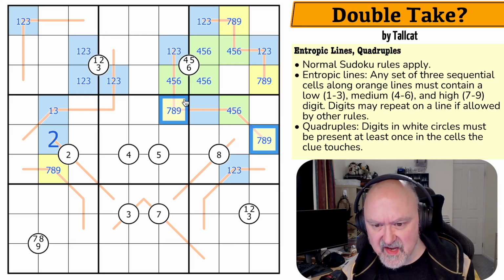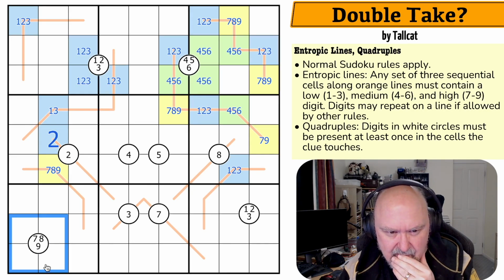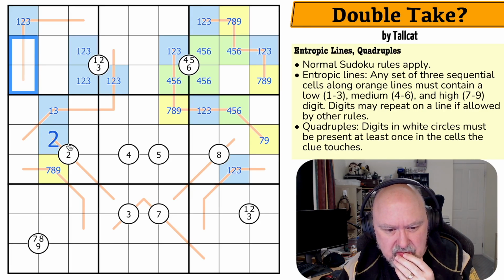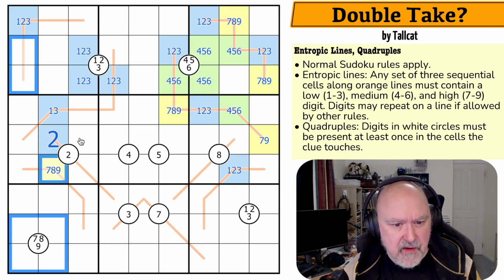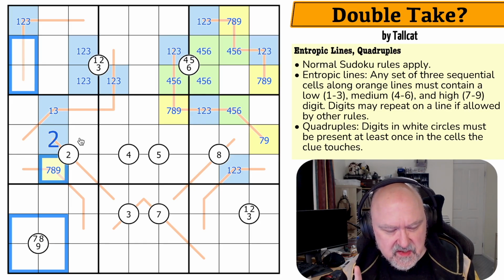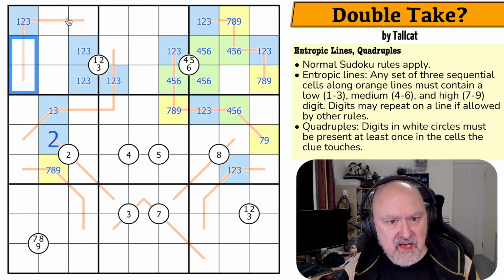So these are 7, 8, 9. That one can't be 8. This one is 1, 2, 3. Can I do the same over here? No, because I've got 3, 4, 5. I can, but it's not as obvious because I'm putting 2 high in there. There's a high in here and a high in here.